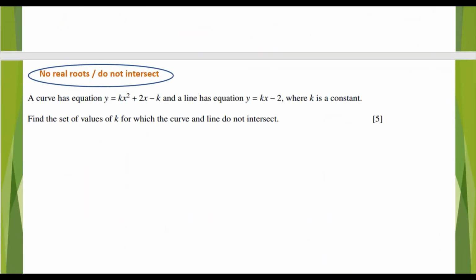The next question is, a curve has the equation y is equal to kx squared plus 2x minus k, and a line has the equation y equal to kx minus 2 where k is a constant. Find the set of values of k for which the curve and line do not intersect. So do not intersect, b squared minus 4ac is less than 0.